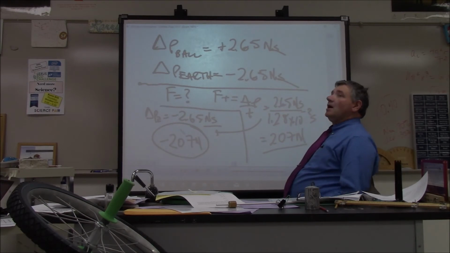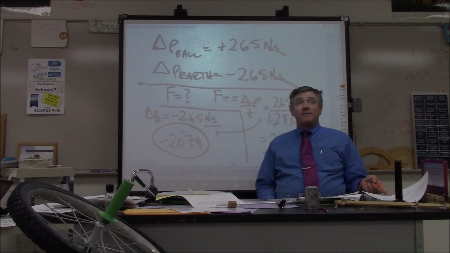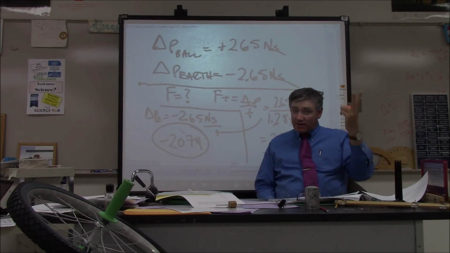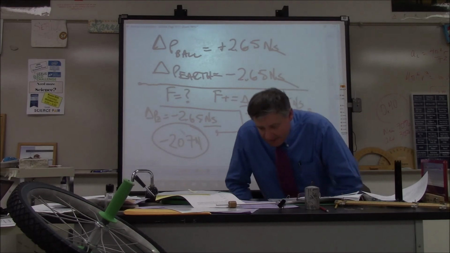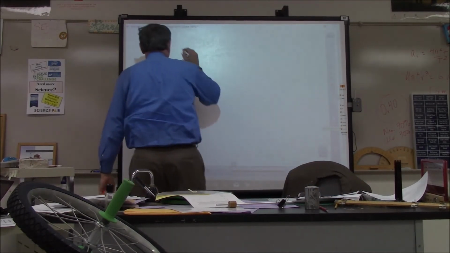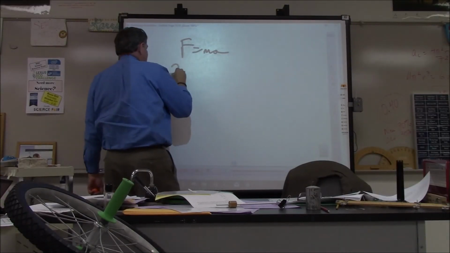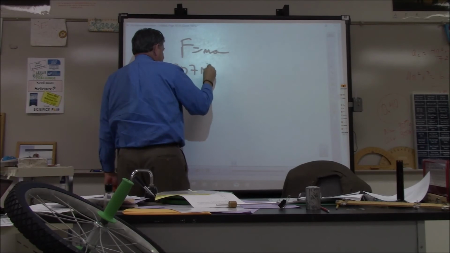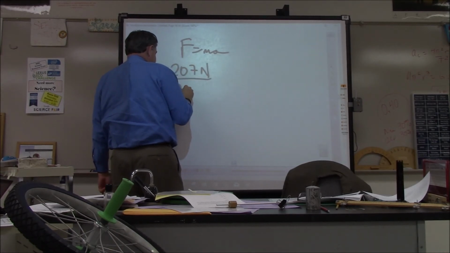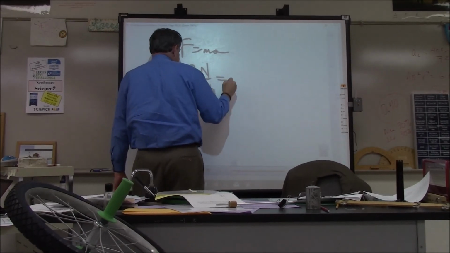Could I find the acceleration of the ball? Yeah. Why? Because you have force and mass. I know the force and I know the mass. So let's find the acceleration of the ball. I know F equals ma. So I had a force of 207 newtons. Divide that by the mass of 0.254 kilograms.